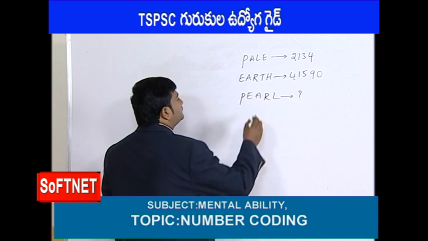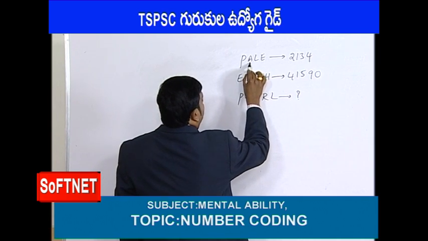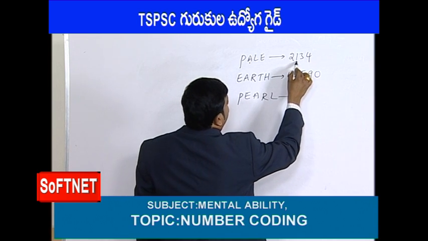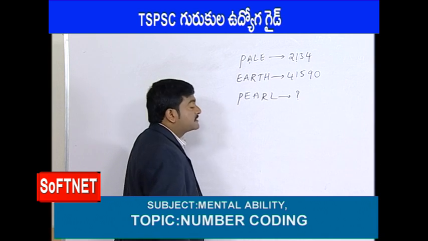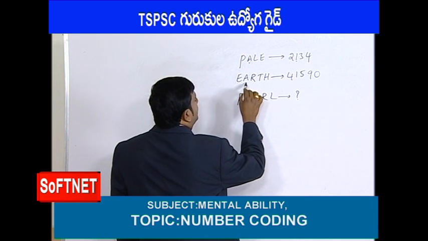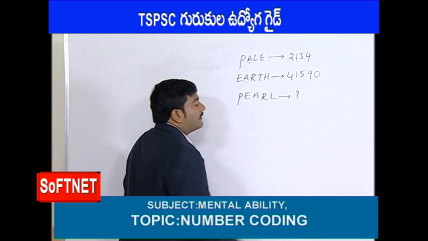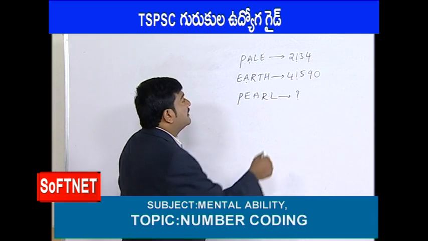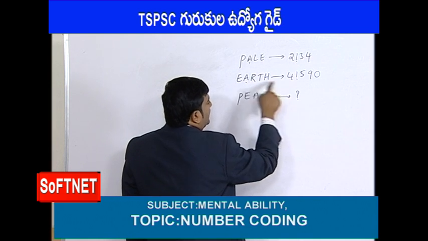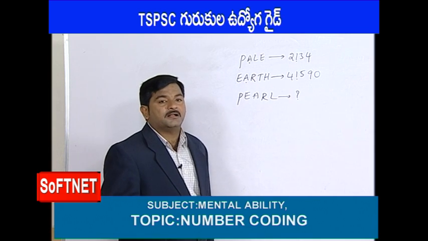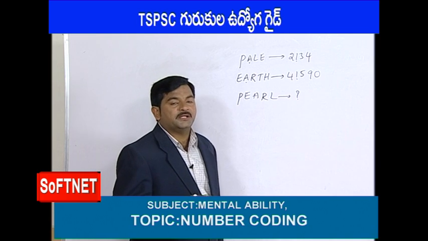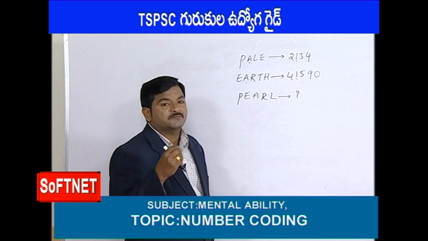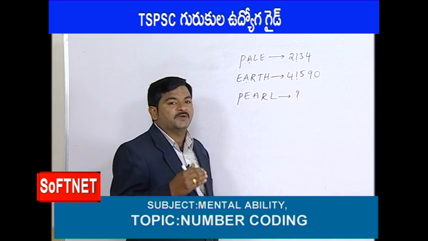So if we observe here, in PALE what is the second letter? A. What is the code for the second letter? 1. Similarly, in EARTH, what is the second letter? A. What is the code for the second letter here? 1. What does it mean? The letter A has been assigned which number? Here the number 1 is assigned. This is the example for direct coding. This is one kind of model.